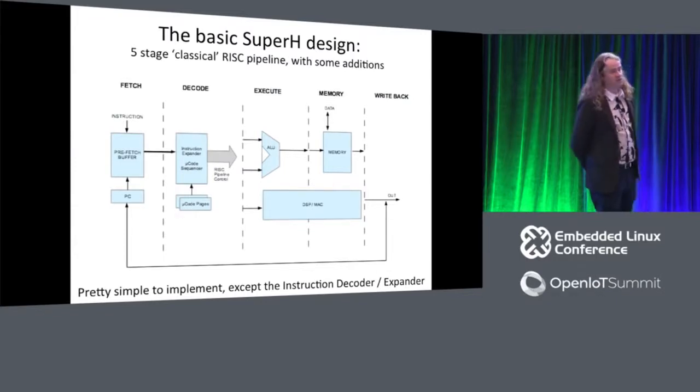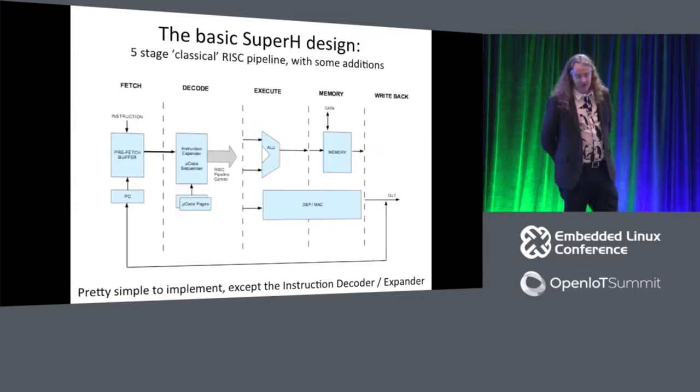So if you wanted to take this pipeline and make it faster, you would split decode into 2 stages, and you'd split execute into 2 stages, and it'd be a 7-stage pipeline. And you can easily do that. And that's basically what J4 is going to look like. The ALU in this design is fairly simple.